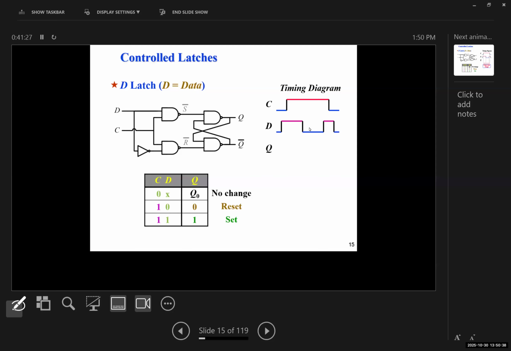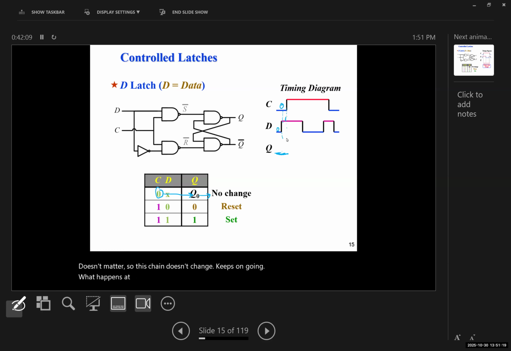Okay. Can you tell me when Q would change? Initially imagine that Q is 0, okay? Will Q change at this point? Who says yes? Okay, who says it's no? Good. What about the rest of you? Who says it's changing? Who says it's not? So at this point, what is D? Goes from 0 to 1. But what is C still? So when C is 0, what happens? Doesn't matter. So the output doesn't change, keeps on going.